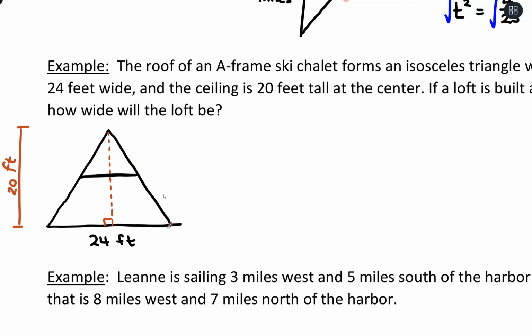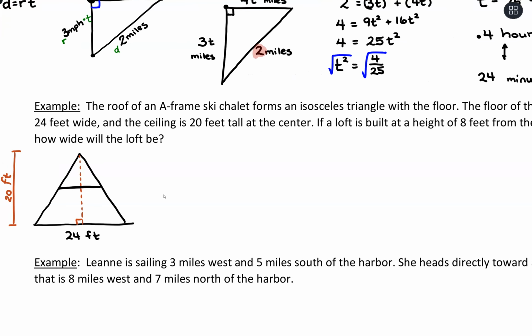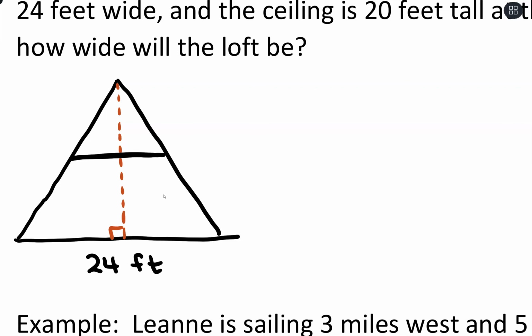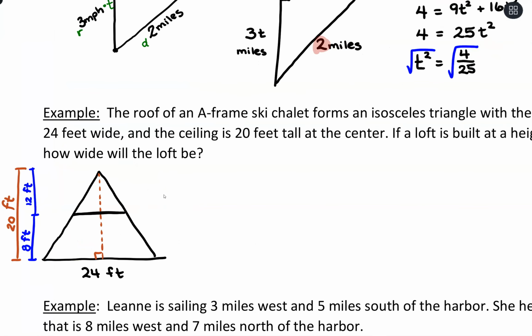That angle is going to be the same as that angle. That one's the same. And then this is a shared angle, which is definitely the same. So some similar triangles occurring here. And we have a loft built at a height of 8 feet from the floor. So we're going to have this distance be 8 feet, which means that remaining distance is going to need to be 12 feet. This is not drawn to scale, but it's really about the numbers. That's what we're worried about.